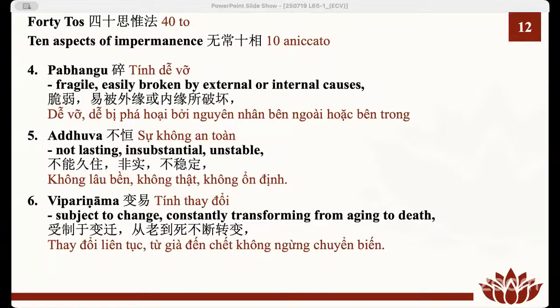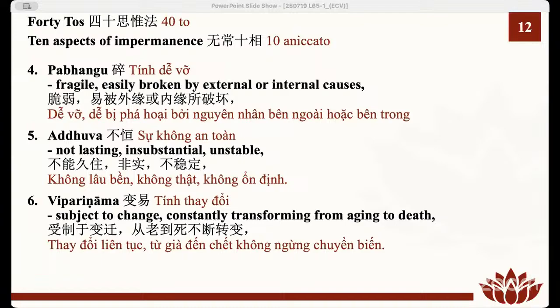Next one is viparinama. Viparinama is also subject to change constantly, transforming from birth to death. So it also can be ultimate reality, the arising state or the static state. That also can be the passing away or perishing state. It's always changing, constantly changing, very rapidly changing. That's what they are called viparinama. So that means out of our control. It will change constantly, rapidly.